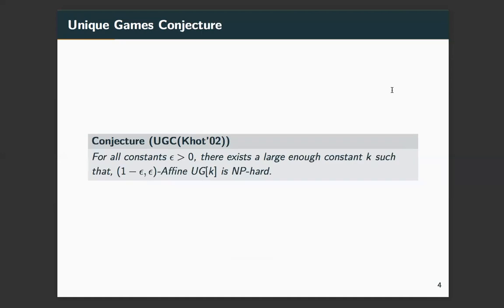The unique games conjecture proposed by Khot in 2002 says the following. For all constants epsilon, there exists a large enough constant k such that the affine unique games problem with parameters 1 minus epsilon comma epsilon on alphabet size k is NP hard. So in words, this means that for epsilon, however tiny we choose, for example, 0.01, given a 0.99 satisfying assignment of UG, one cannot always find even a 0.01 satisfying solution to the instance efficiently.